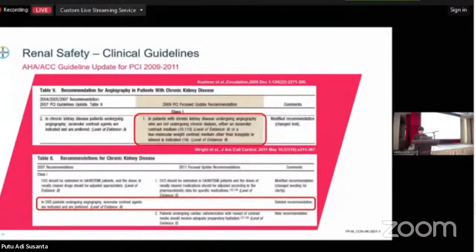So based on the increasing evidence, from 2009 the American PCI guideline recommended that both iso-osmolar contrast agents and low osmolar contrast agents, except iohexol and ioxaglate, are indicated in patients with chronic kidney disease undergoing angiography. Furthermore, in 2011, the recommendation preferring iso-osmolar contrast agent was completely deleted from the guideline.